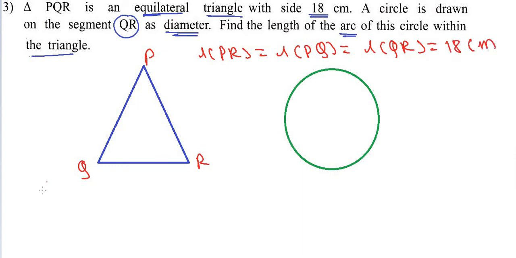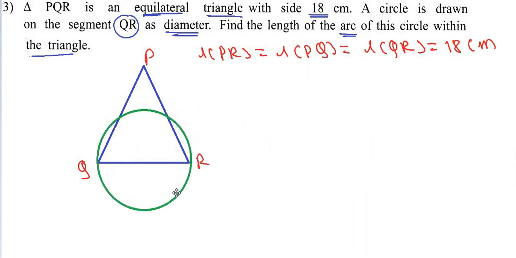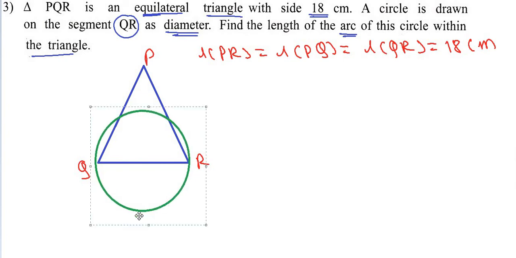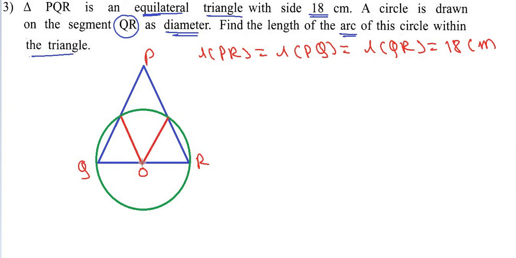Now let us draw a circle on QR as diameter. So we need to draw a circle like this with QR as diameter. Okay. Let O be the center of the circle. Now we will join this O with the intersection of the circle with the triangle. So we will join these points with O. We will join this point also with O.